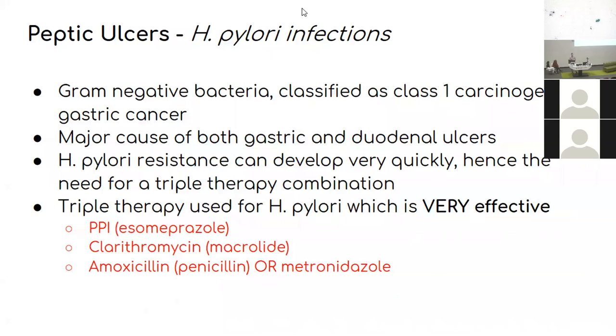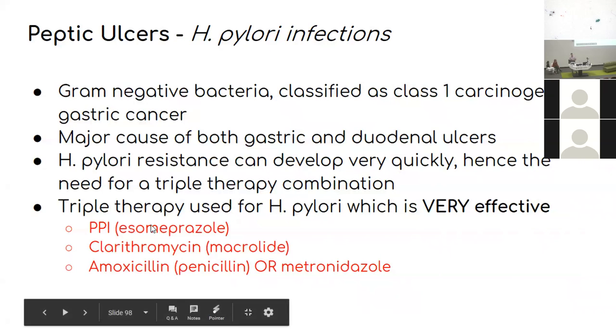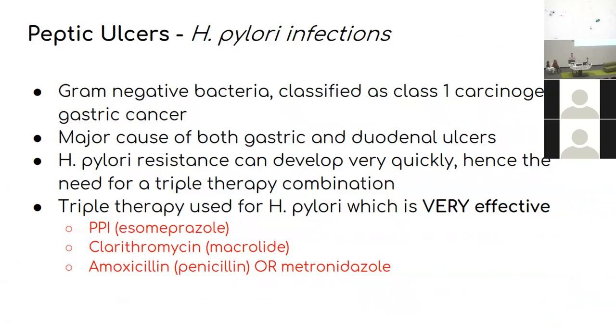Peptic ulcers, so in the case of H. pylori infections, you'll give your triple therapy. This is a very, very high yield topic. So you'll give a PPI, clarithromycin, which is a macrolide, and amoxicillin. But if you're allergic to penicillins, you'll give metronidazole. So that's the main treatment there for H. pylori.